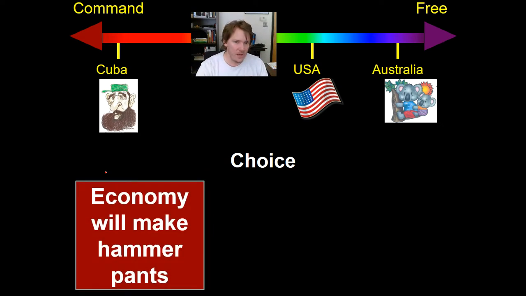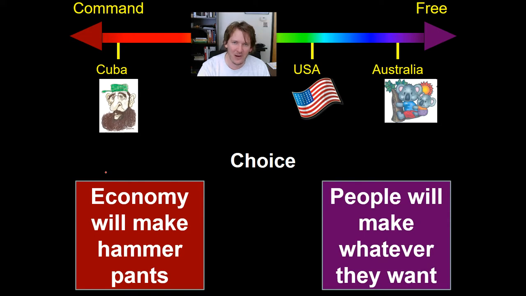Choice. The economy will make hammer pants. The people can make whatever they want. Literally, I know this is an exaggeration, but in the command economy in Russia, you didn't have blue jeans. The government's like, it's frivolous. We don't need it. You just need regular pants. You don't need to have all these options of different pants. You only need like one pair of pants.